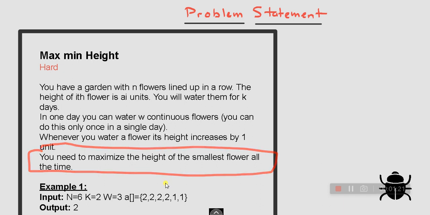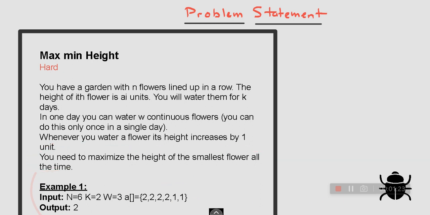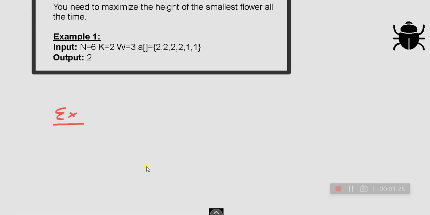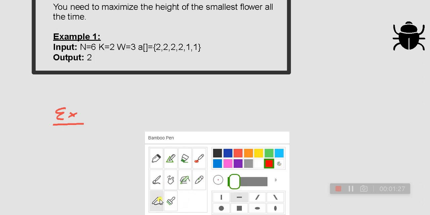Okay, one example is also given here. Let me explain the example. This example is going to give you the clean explanation about the problem, how it is going to be solved, and what the problem is actually saying. This is something which is important.